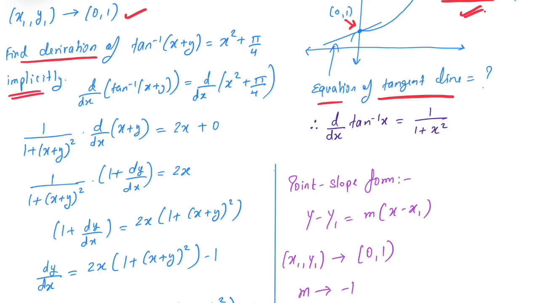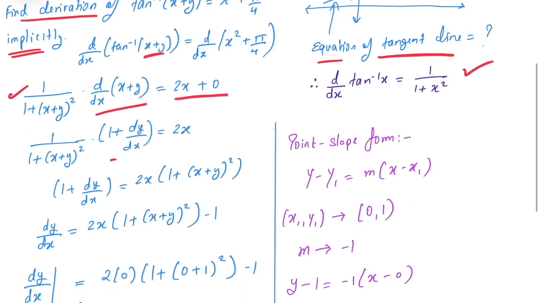Y is not isolated on the left hand side, so we have to differentiate implicitly, and we have to use some formulas. Differentiation of tan inverse x would be 1 over 1 plus x squared. The x value here is x plus y, so that would be 1 over 1 plus (x plus y) whole squared. And then according to the chain rule, we have to differentiate x plus y, and on the right hand side it's quite easy, that's just 2x plus 0.